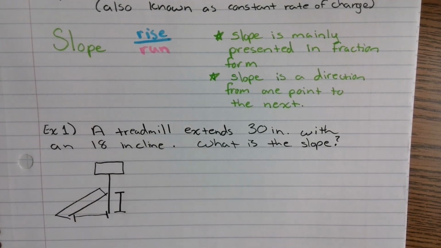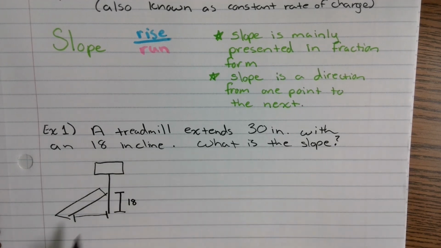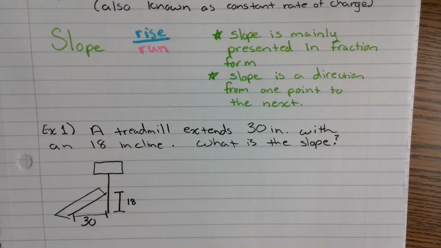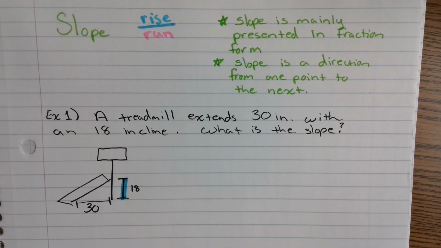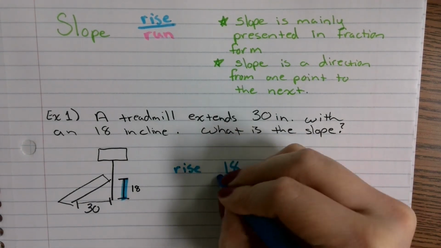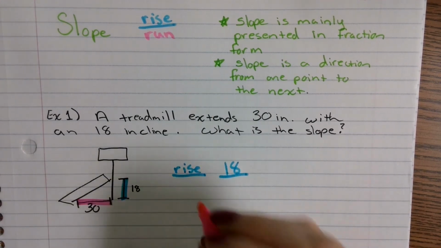What value is going to go right here? Is it 30 or 18? 18. And then the treadmill extends 30 inches, so it's extending out 30 inches. It's going to go here. So that means the rise of my treadmill is going to be that 18, and the run is going to be the 30.